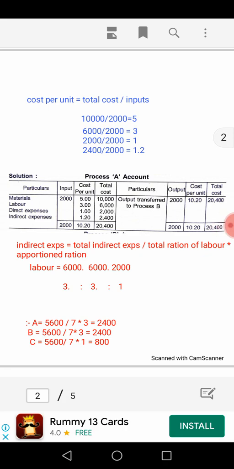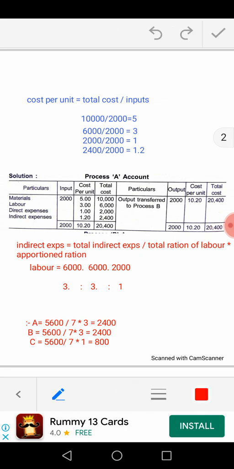Process A account, that is very important. How to prepare process A account? First you have to make the columns. In debit side, you have to make columns like that: particulars, input, cost per unit and total cost. And in credit side also, particulars, output, cost per unit and total cost. These are compulsory columns in debit side and credit side.